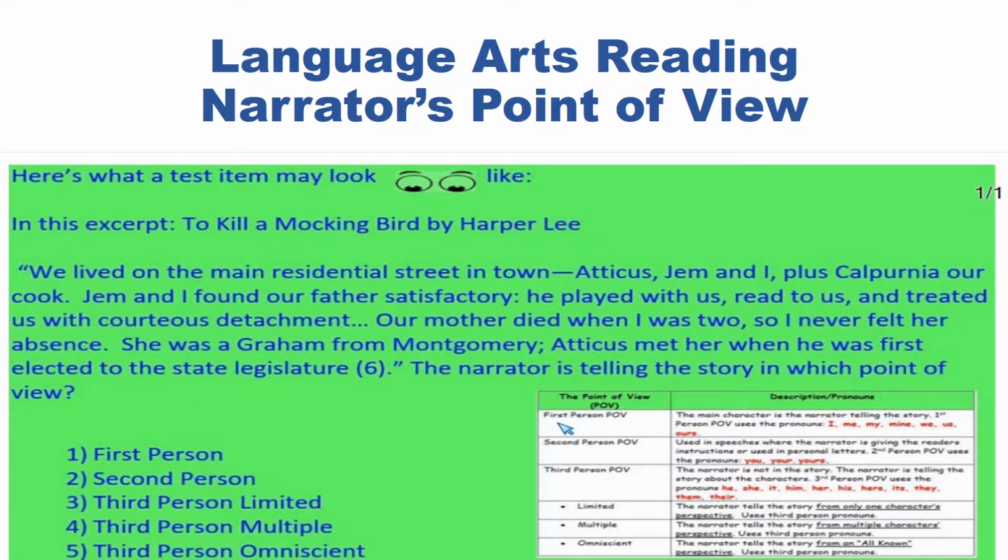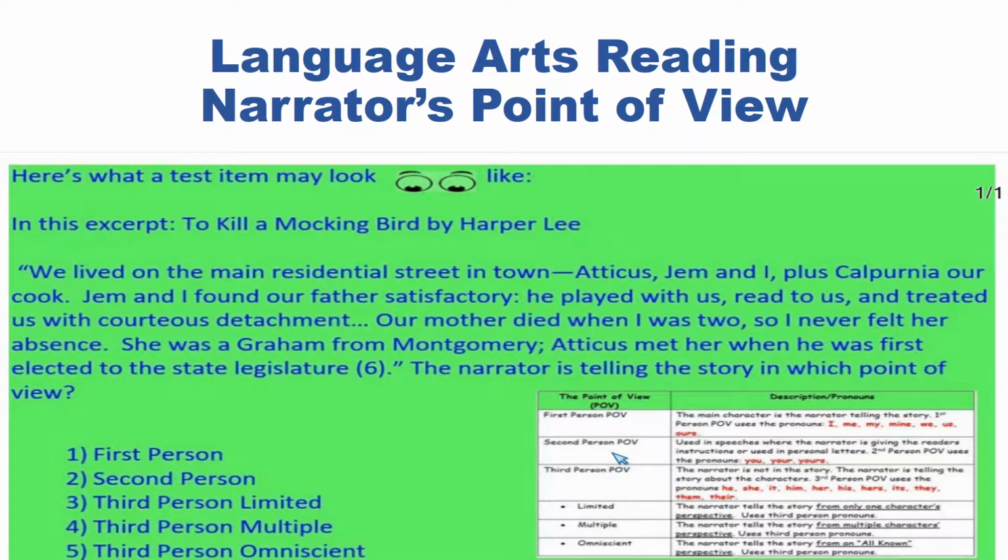So now let's take a minute to look at the chart and review the various points of view. So here we have first person point of view. When a narrative is being told in the first person point of view, the main character is actually the one that is telling the story. Some of the pronouns that you'll see when a narrative is told in the first person point of view are I, me, mine, we, us, and ours.